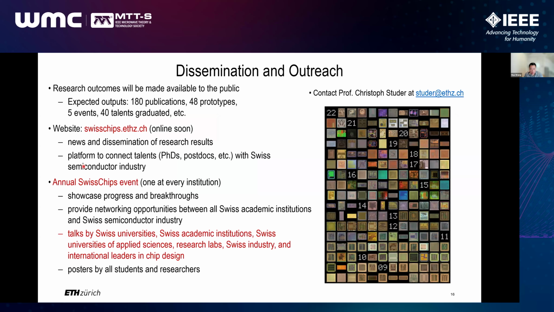There are also, of course, important dissemination and outreach activities in the Swiss Chips Act. Overall, we expect over this 3-year time span that there will be 180 publications and 48 prototypes, and different technical events, social events, and workshops. Hopefully, we are aiming at graduating 40 or more than 40 PhD students sponsored by this program.